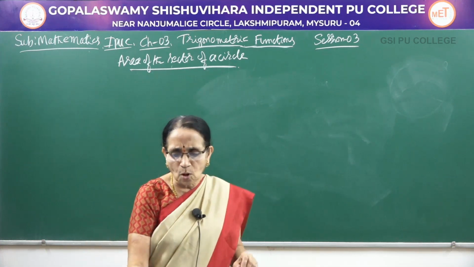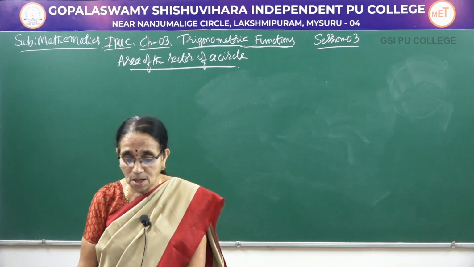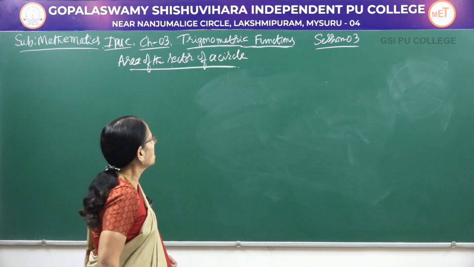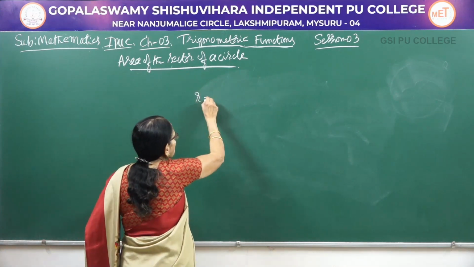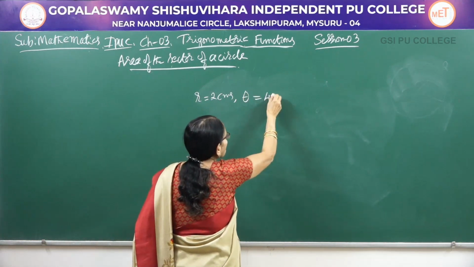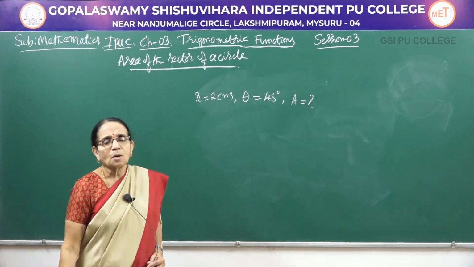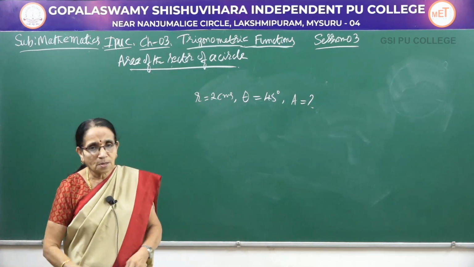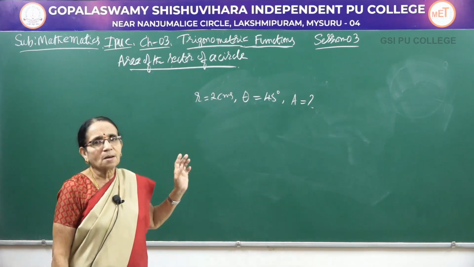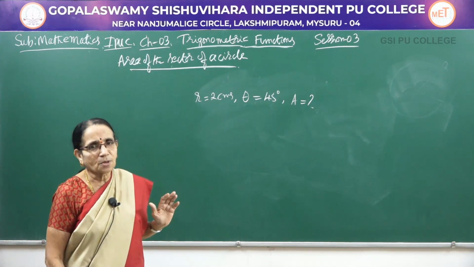Now, I will work out one problem connected with this, that is given the radius as well as the angle, how to find the area. So, if the radius is equal to 2 centimeters and the angle theta is equal to 45 degrees, find the area of the sector. In a sector of a circle whose radius is 2 centimeter and the angle subtended at the center of the sector is 45 degrees, find the area of the sector.